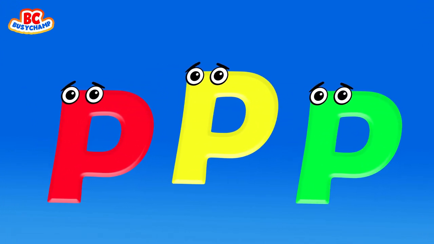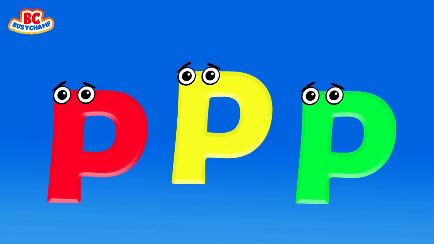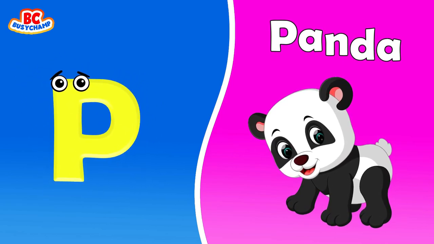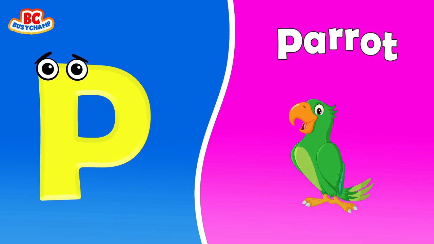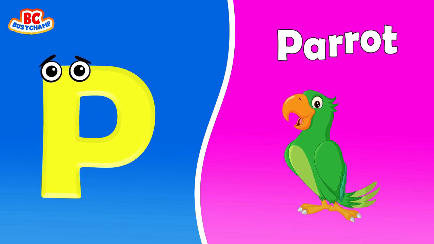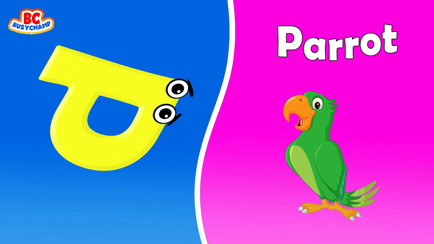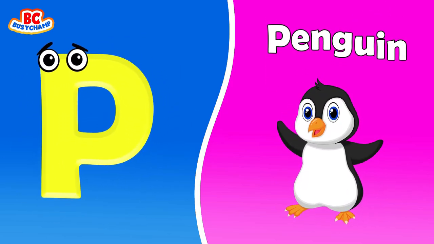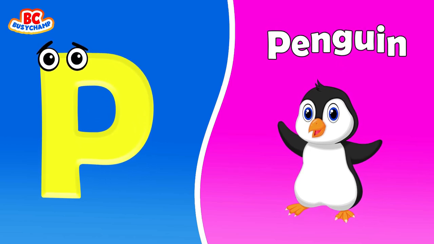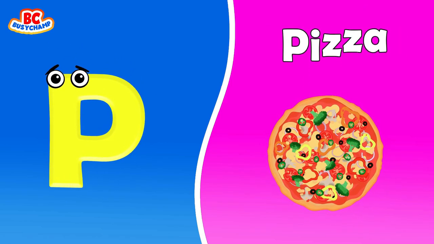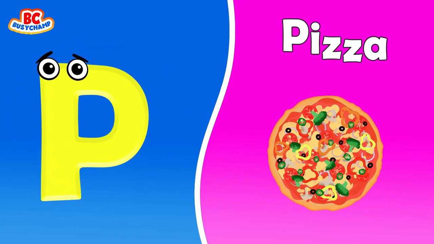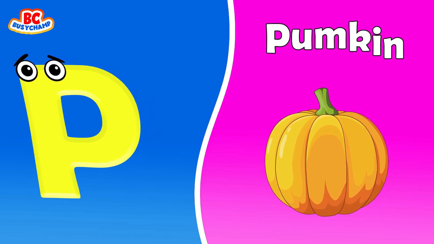Here comes the letter P. P for panda, P, P, panda. P for parrot, P, P, parrot. P for penguin, P, P, penguin. P for pizza, P, P, pizza. P for pumpkin, P, P, pumpkin.